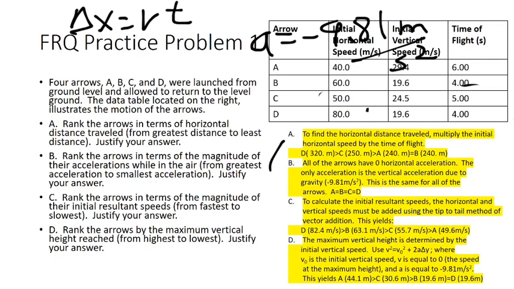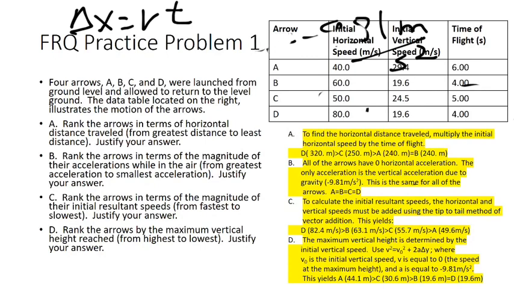So our answer on B, right here, all of the arrows have 0 horizontal acceleration. The only acceleration is the vertical acceleration due to gravity, so they are all the same in terms of acceleration. A equals B equals C equals D. Moving on down to question C. Question C wants us to rank the arrows in terms of the magnitude of their initial resultant speeds from fastest to slowest. Justify your answer.